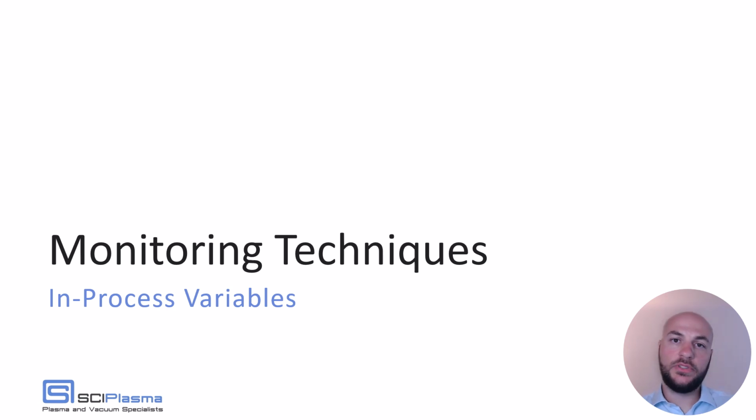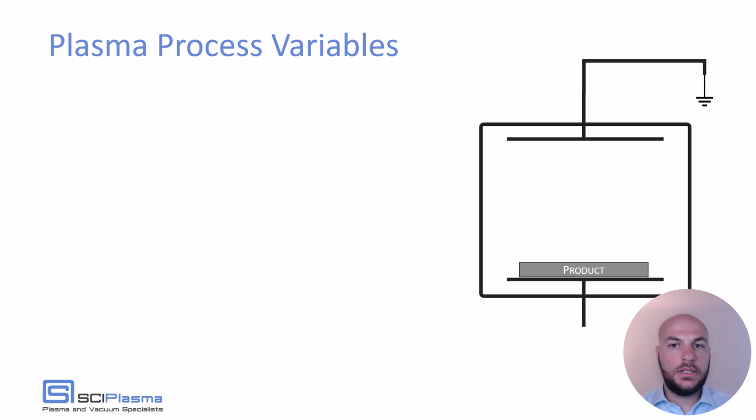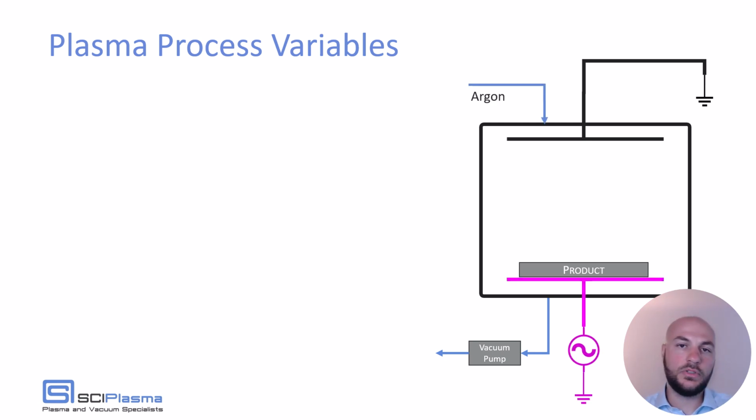The second set of techniques that we can use to monitor the plasma process involves checking and verifying that the plasma process parameters are within bounds. So we can see here on the right a diagram of a plasma chamber where we have a product inside. Of course, we have the vacuum pump to go in vacuum. Once we are in vacuum, we can introduce our process gas, for example, argon. And of course, we need to connect this to a power source to generate the plasma.